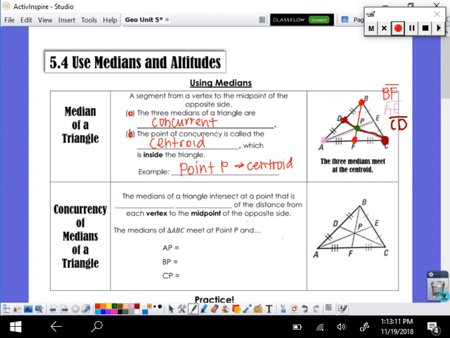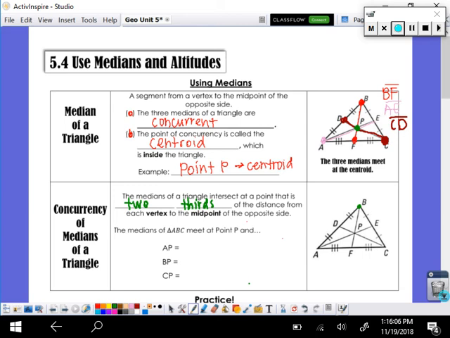Okay. The concurrency of the medians is going to have a special property. We will see that the concurrency of medians of a triangle is going to have special properties. The medians of a triangle intersect at a point that is 2/3 of the distance from each vertex to the midpoint of the opposite side. Okay, so 2/3, that's a fraction. So each segment of these medians can be divided into these different parts.